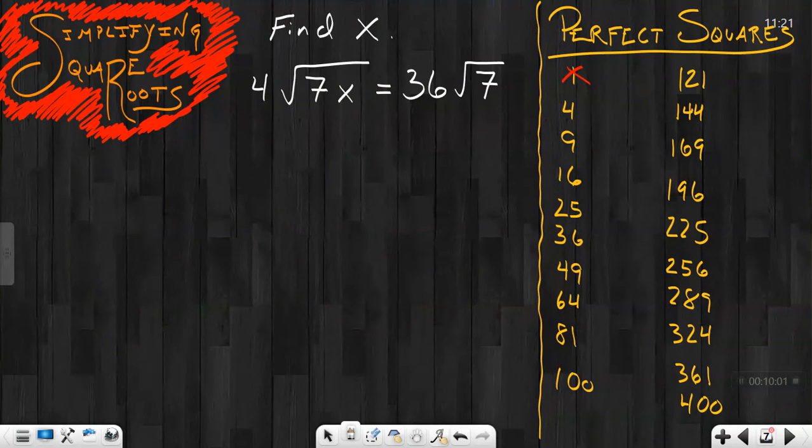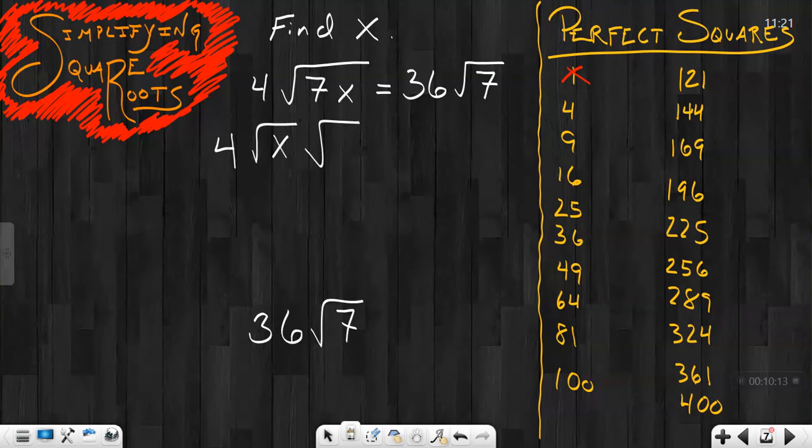Let's see another one. All right. Find x if 4 root 7x is equal to 36 root 7. So I'm going to bring 36 root 7 down here. I know that 4 times root x times root 7 would multiply to get there. So 4 times some unknown number times root 7. And what do I need in this space right here? Well, 4 times 9 is 36.